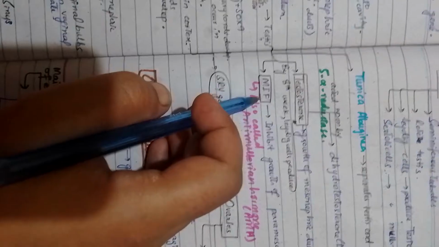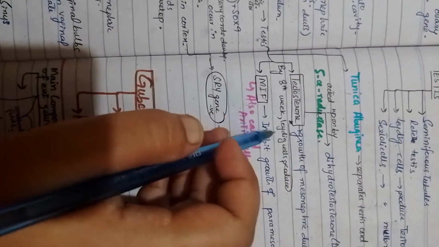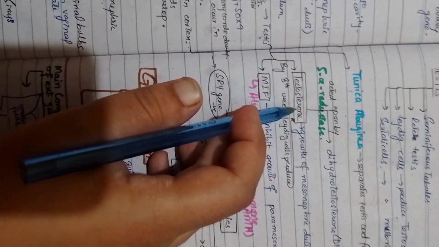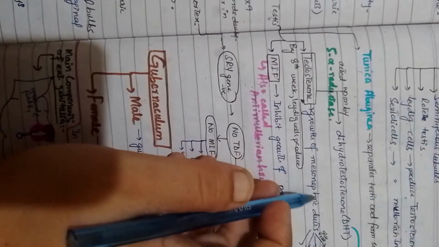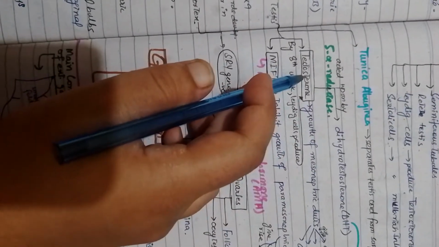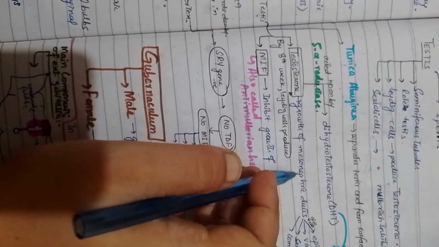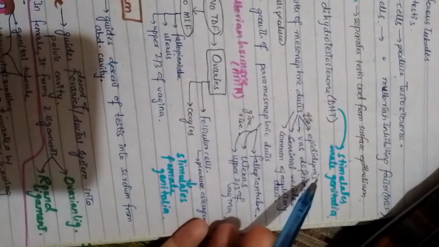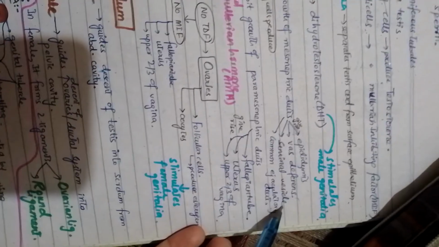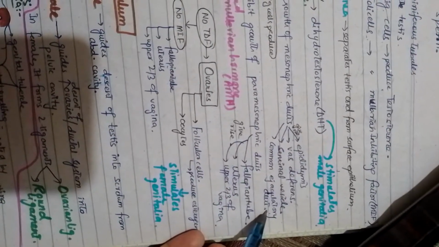By the 8th week of development, Leydig cells produce the testosterone, which causes the growth of mesonephric ducts. When the testosterone is produced, it causes the growth of the mesonephric ducts further. Then the mesonephric ducts produce epididymis, vas deferens, seminal vesicle, and common ejaculatory duct.